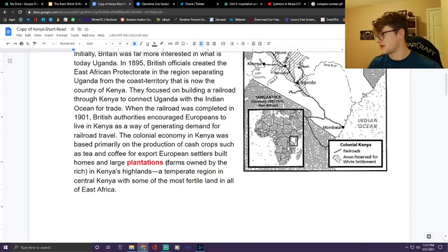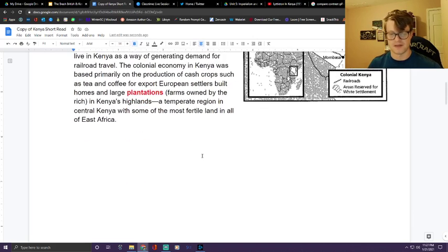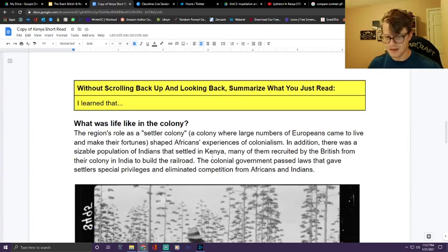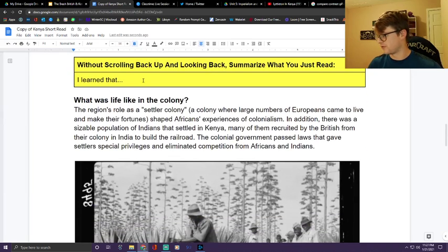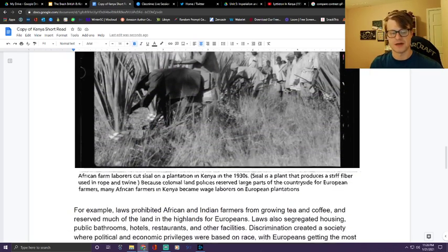I see the word plantation is highlighted. That's an important thing. And right here, this is one of my favorite reading strategies that I have you do, and I intentionally put this on the page down because it forces you to do an immediate recall of what you just read without looking back. It's a really good practice in terms of retrieving things.